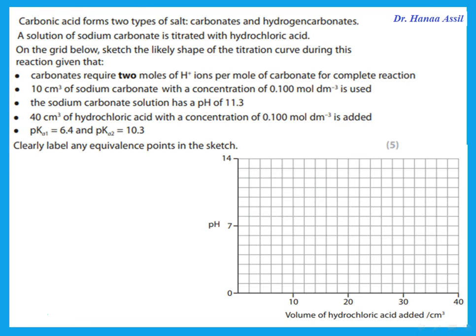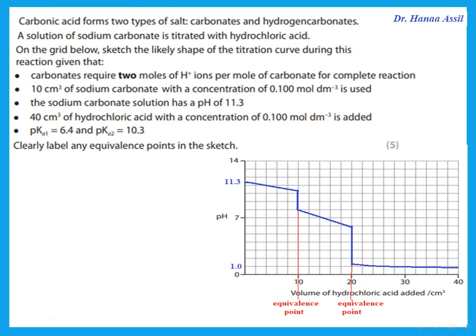Now, he's saying I have 10 cm³ of sodium carbonate with this concentration. The sodium carbonate has a pH of 11.3, and 40 cm³ of hydrochloric acid with this concentration is added. This is the graph that you should see. Now, why did we draw the graph like this? First of all, he said the sodium carbonate solution that I'm starting with has a pH of 11.3. So I have to start the graph on top at 11.3. And then the graph has 2 bumps because we have a diprotic, and he's saying it takes 2 moles of H+ ions.